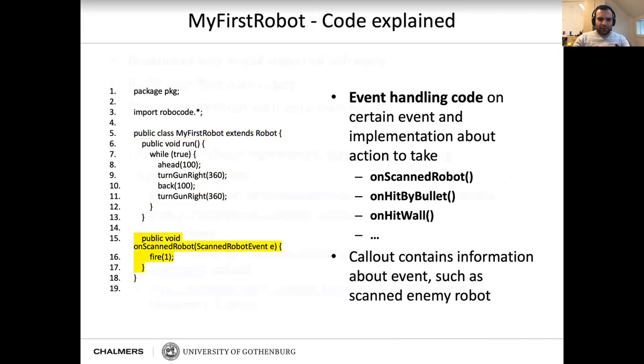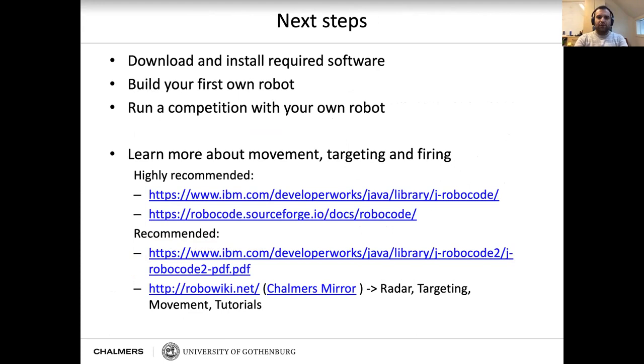I think I went through all of this. So what's next for you guys? Please go ahead and download RoboCode and the required software. You need Java to run it. Build the first robot, play around with the behavior and see how it behaves in the battlefield. You can also run some competitions to learn more. You're creating a software product line, and your main product will be the robots. So you should learn a little bit about them, because if you want to create features for your product, it's important to know the product itself.